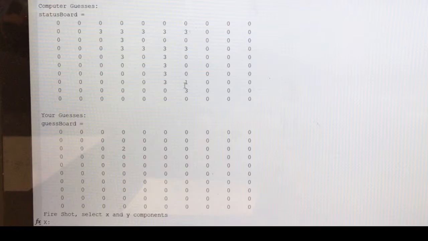For example, the 3s are where the ships were placed by the user, only displayed on the status board. If a ship gets hit, it turns into a 1, and if a spot is guessed but does not have a ship there, it turns into a 2. If a spot hasn't been guessed on either of the boards, or on your status board a ship isn't placed, then it is marked as a 0.